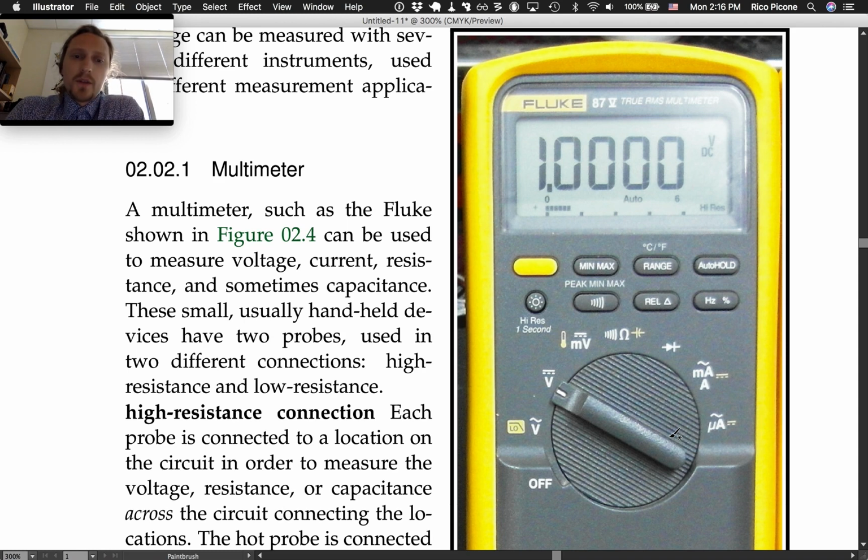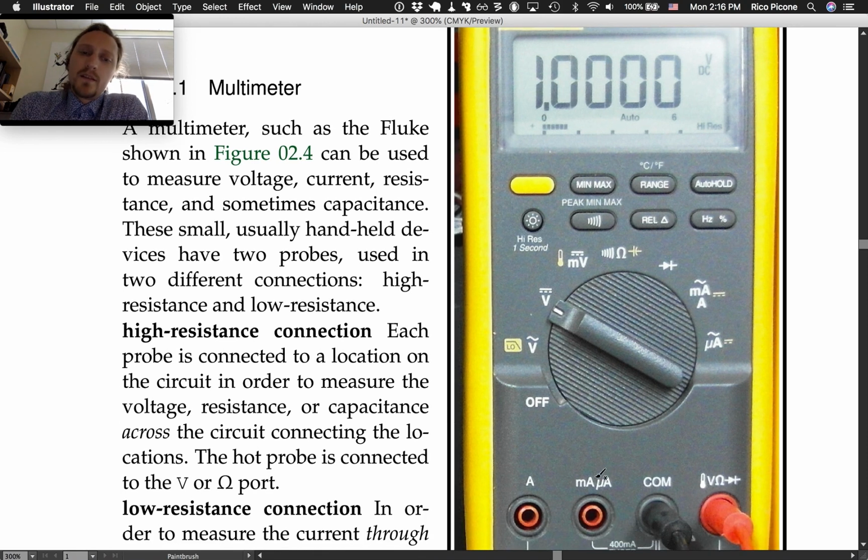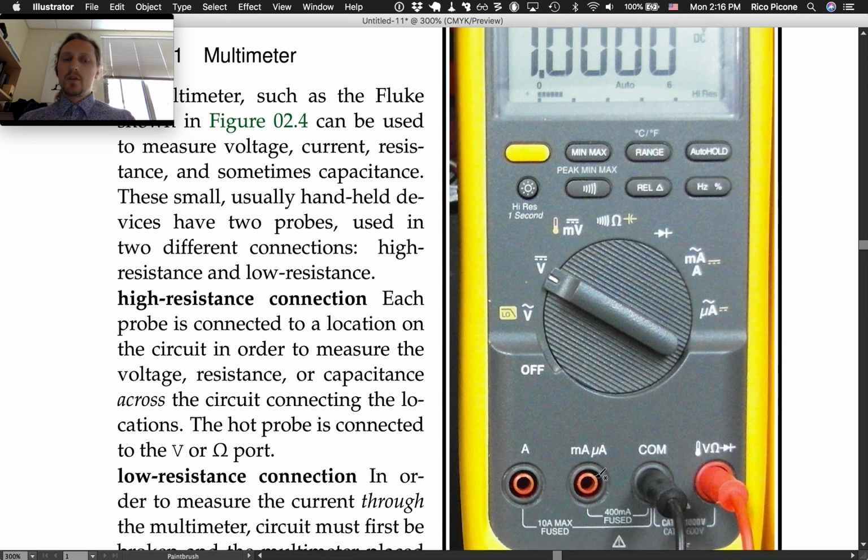These small, usually handheld devices have two probes used in two different connections, high resistance and low resistance. High resistance connection: each probe is connected to a location on the circuit in order to measure the voltage, resistance, or capacitance across the circuit connection connecting the locations. The hot probe is connected to the V or omega port.